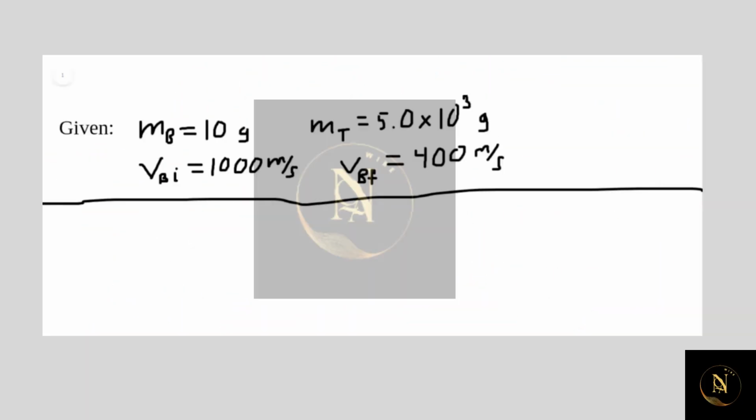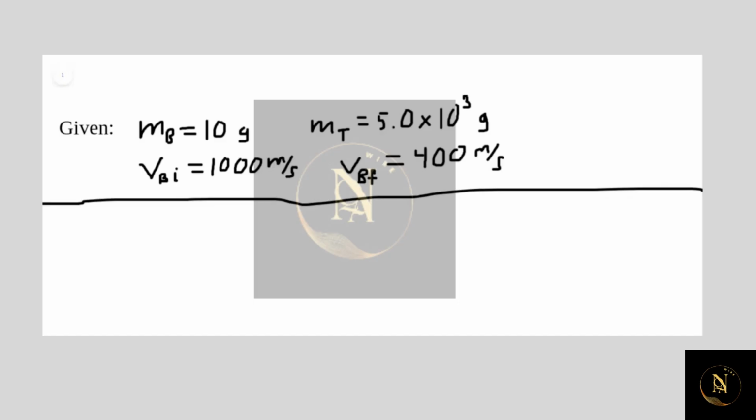Our question says that we have a 10-gram bullet moving directly upward at 1,000 meters per second. So I write the mass of the bullet as m sub b and the initial velocity of the bullet as vb sub I. And this strikes and passes through the center of mass of a 5-kilogram block initially at rest. So it's important that we consider this to be the center of mass of the block that is being struck.